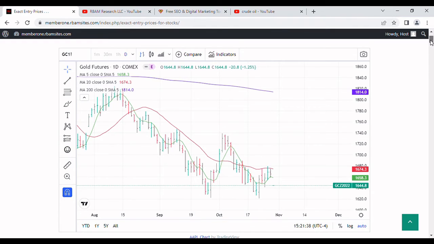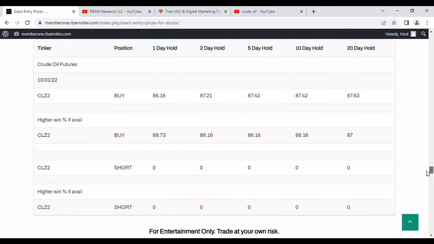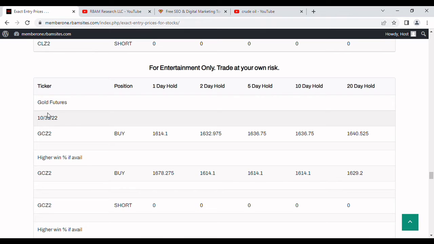So let's go back here and take a look at the support and resistance for gold with rbamresearch.com. We go down here and find gold. The ticker symbol is GC right here for Monday the 31st. We have 1, 2, 5, 10, and 20-day hold periods. We've got buys on gold down here: 1614, 1632, 1636, and then finally on the 20-day, 1640. So the net effect of all that is the high Friday was 1670, the low was 1640. So this is basically saying if it breaks down severely, then it's a buy on a one-day hold. 1640 was your low Friday, so that's not a big deal. It could easily hit that. Probably these 5, 10, and 20s are going to get hit Monday.